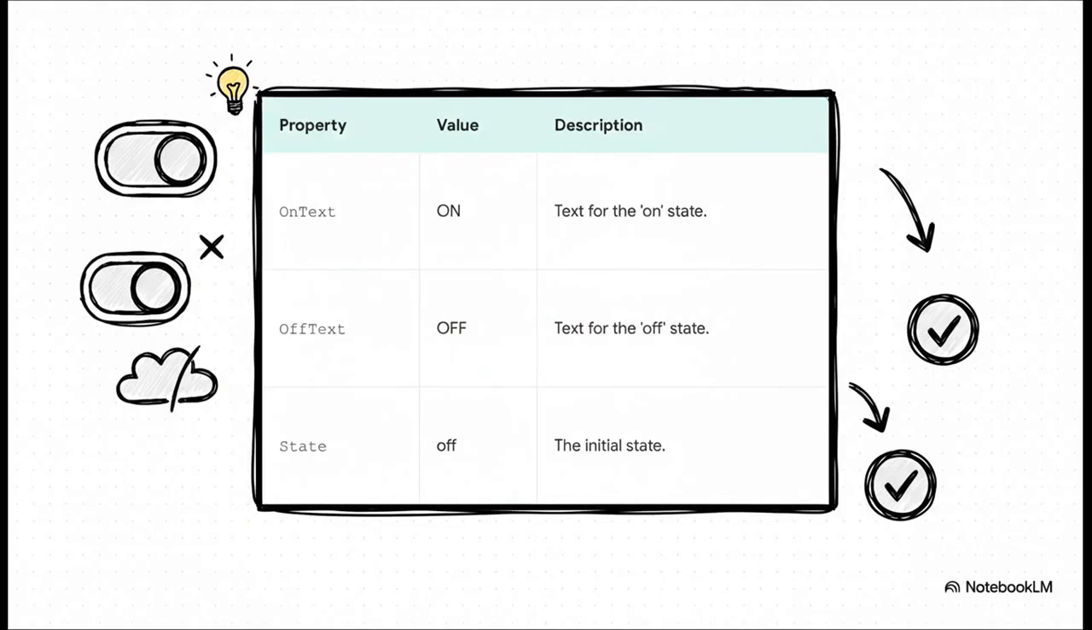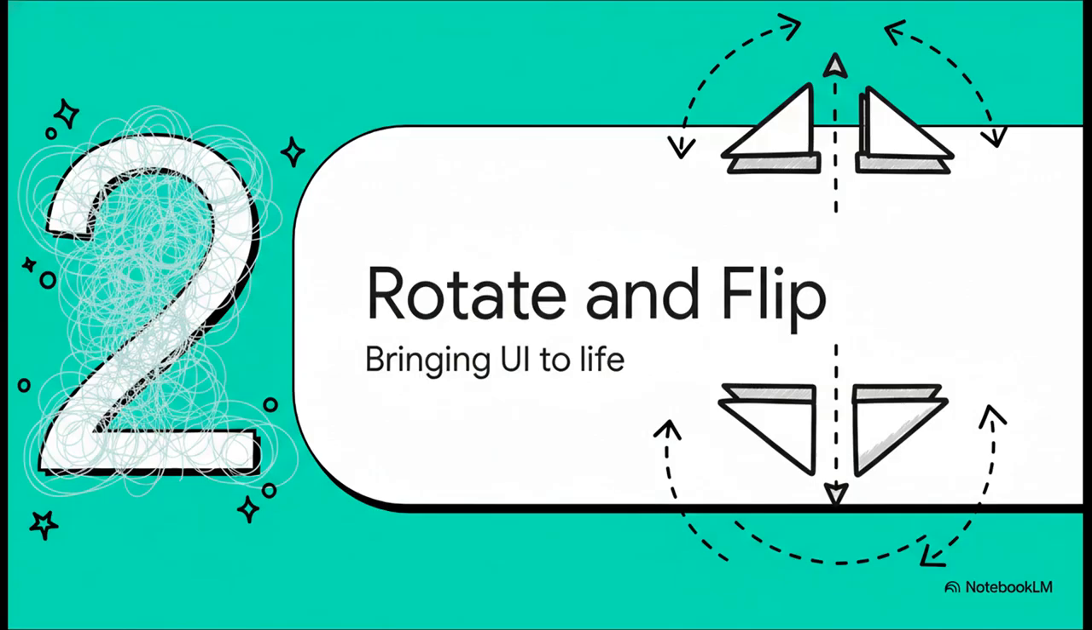So how do you actually get this set up in the B4X Visual Designer? It all comes down to these three properties. On text is what the component shows when it's in the on state. Off text is for the off state, obviously. And the state property just tells it which one to start with when your app first loads. It's really that straightforward.